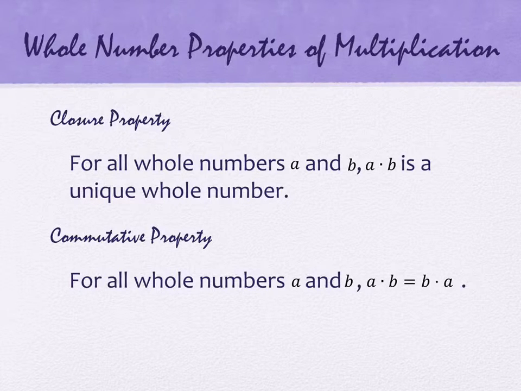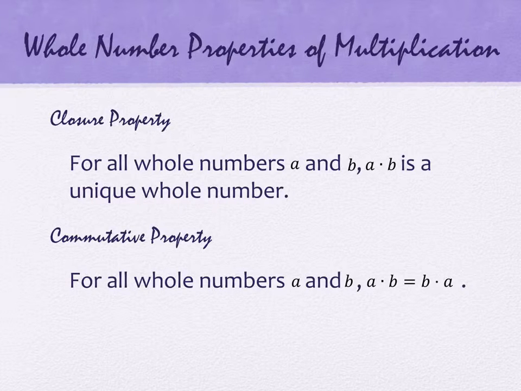Closure. For all whole numbers A and B, A times B is a unique whole number. Okay, so I know closure is one of those things that sounds kind of simple and sounds super complicated all at the same time. It sounds like, well, yeah, of course, but then when I start really looking at things that are closed and aren't closed, it feels a little awkward. But all it's telling you is that when you multiply two whole numbers, you get a whole number. And that's true, right? You can't multiply two whole numbers and get a fraction, or get a decimal. That doesn't happen.